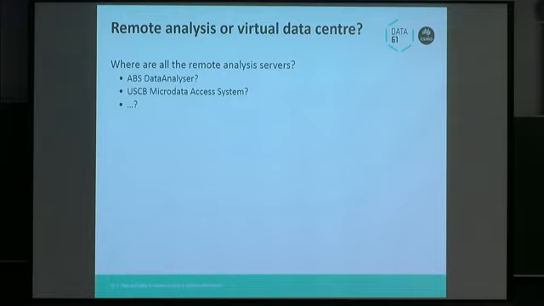The ABS has a prototype data analyzer, but as far as I know, no plans to productize it. The USCB microdata access system, I'd love to know what's happened there. It sort of disappeared from the literature. It was taken down, and the experiments to create a successor have been cancelled. That's more or less what happened in another unnamed statistical agency as well.